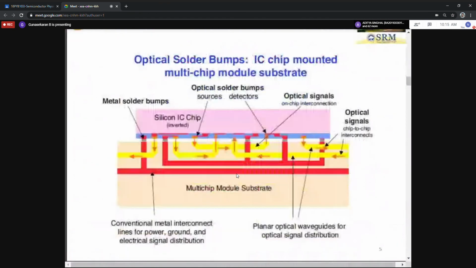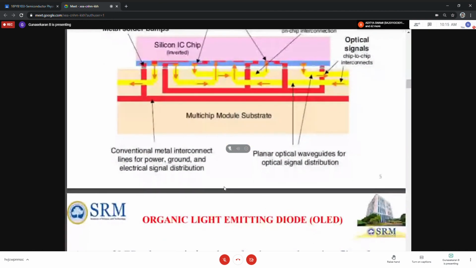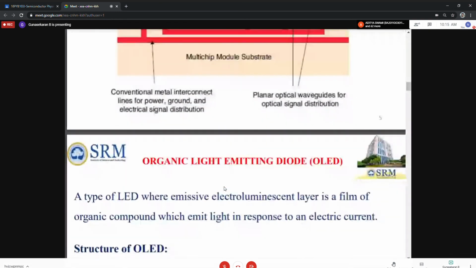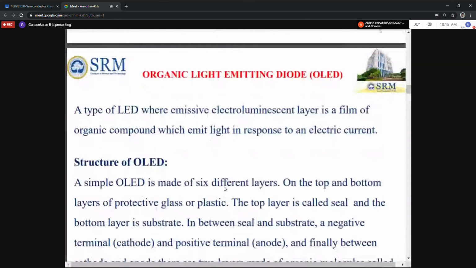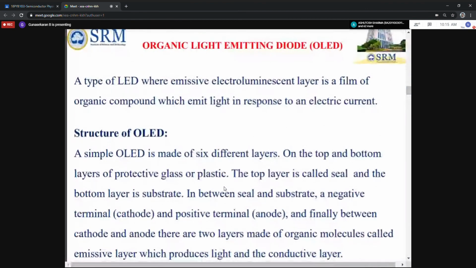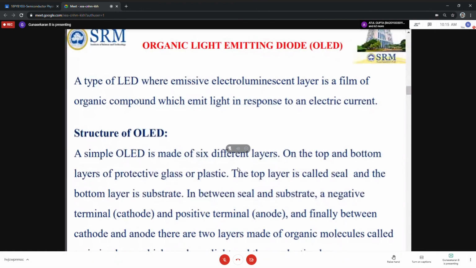Okay, I think there are only 3 to 4 slides more. Then you move on to the next topic, OLED, that is organic light emitting diode. I think normal light emitting diodes were discussed in the last class. So what is an LED, light emitting diode, and what is the basic principle? That is minority carrier injection.